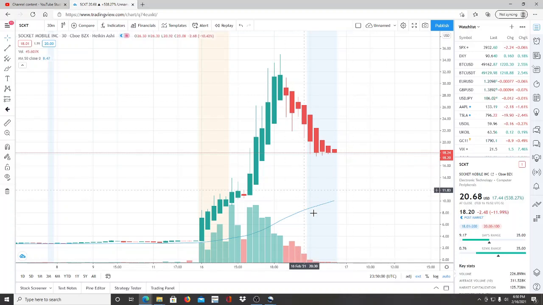So the 50-day moving average, here we are, 10.05 to be exact. Anything above it, bullish. Anything below it, bearish. Now, the last support level before the 50-day moving average is 10.44. So you can write that down. That's the closest one to the 50-day moving average, the last support before you're in bearish territory.